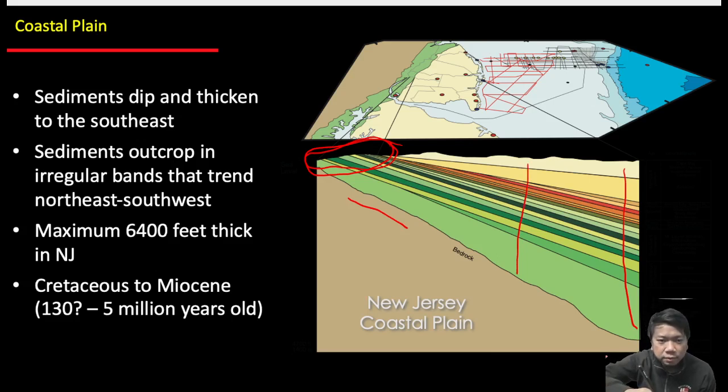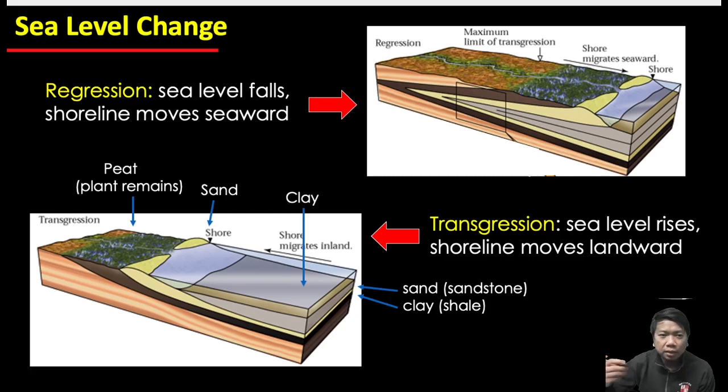Okay, the maximum thickness actually goes pretty thick in New Jersey. It's 6,400 feet thick. And again, it represents the rocks that are Cretaceous in age to Miocene in age. All right, so in order to learn about the processes associated with the formation of the coastal plain in New Jersey, we have to learn about sea level change, okay? Because this pile of sediments that we have in the coastal plain records the changes of sea level through time since the Cretaceous, okay?